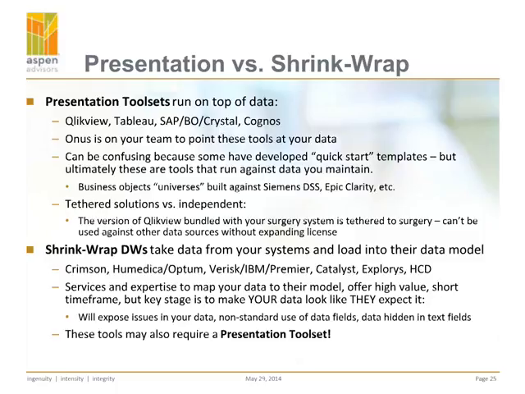They take the data out of your systems and then they load it into their data model. So that's where we talk about Crimson, Humedica Optum, Verisk, IBM Premier, Catalyst, Explorys, Healthcare DataWorks. They have services and expertise to map your data to their model, and that offers high value. There's a short time frame. The key stage is to make your data look like they expect it.